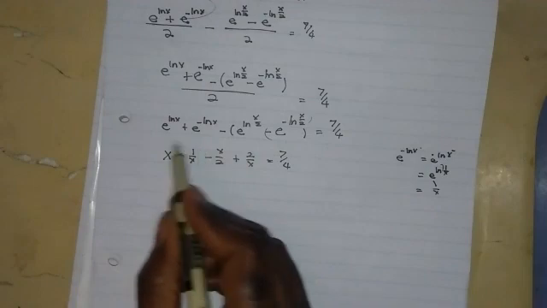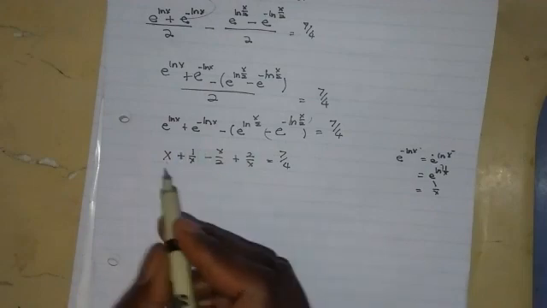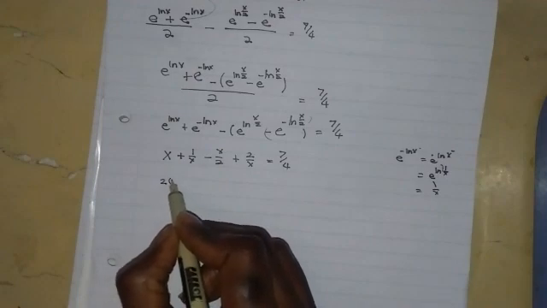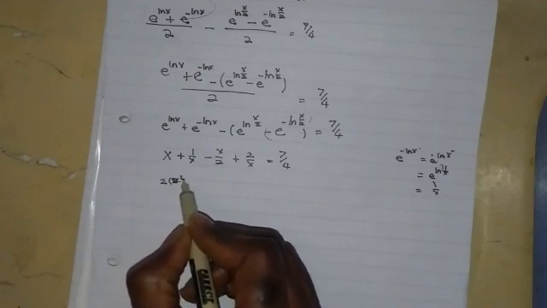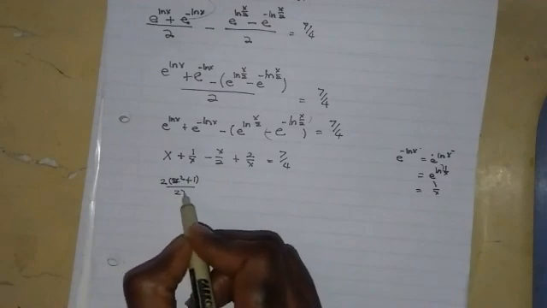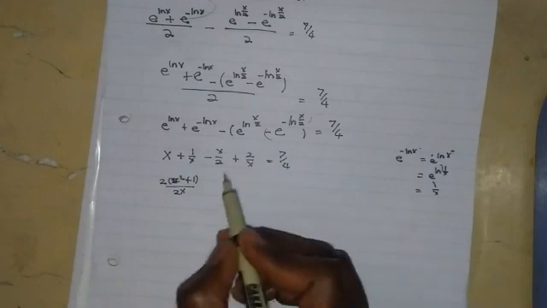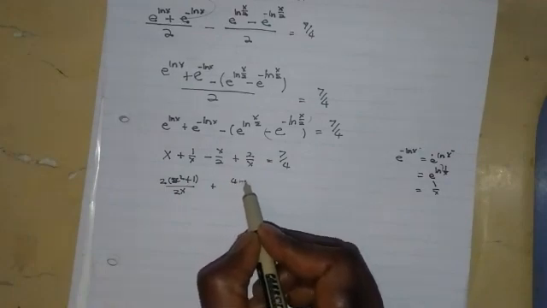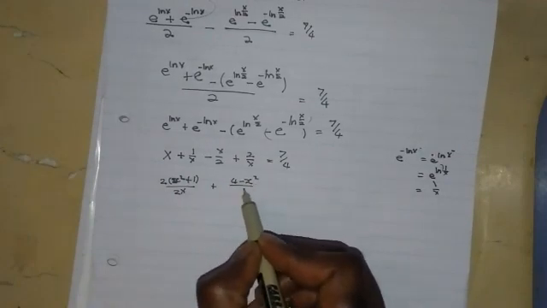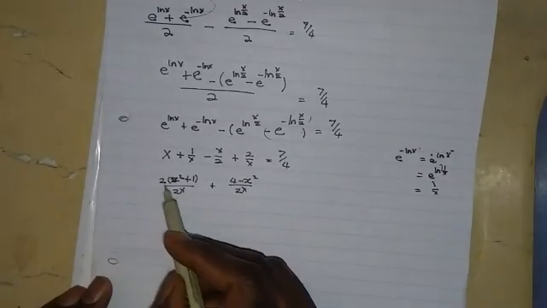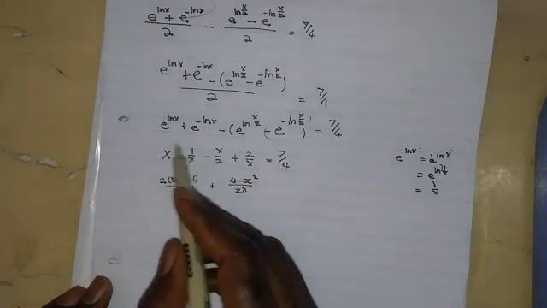After combining this one and this one, you will get (2x squared plus 1) divided by 2x, plus (4 minus x squared) over 2x. Okay, these two first, when you combine these two, you won't get these two.